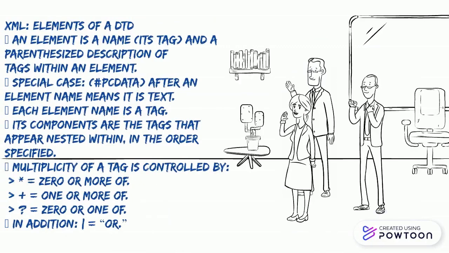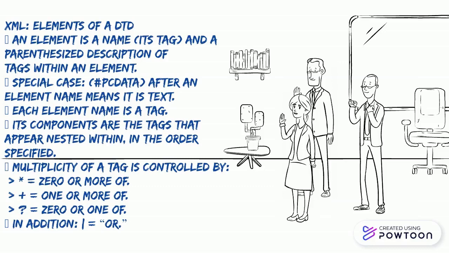XML, elements of a DTD. An element is a name, its tag, and a parenthesized description of tags within an element. Special case, #PCDATA, after an element name means it is text. Each element name is a tag. Its components are the tags that appear nested within, in the order specified.